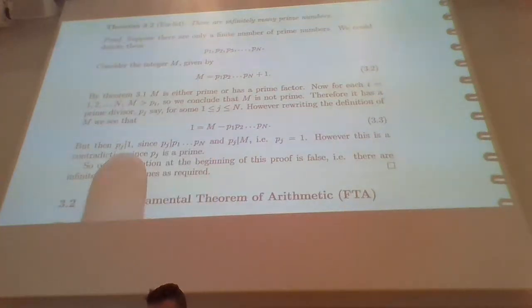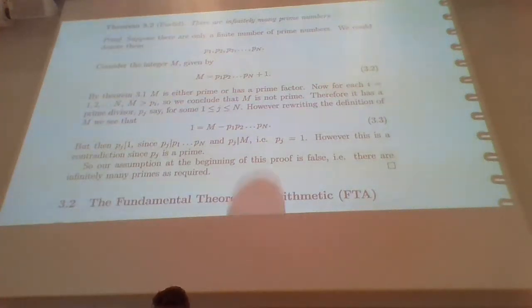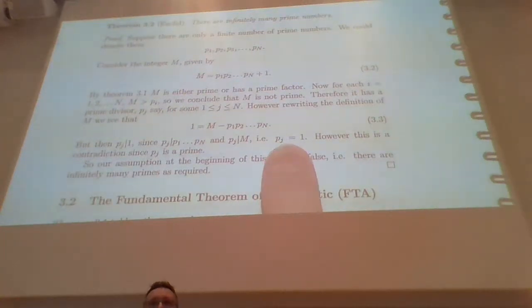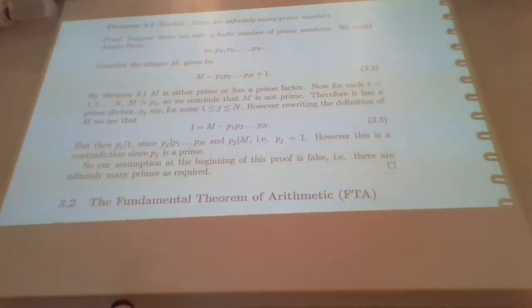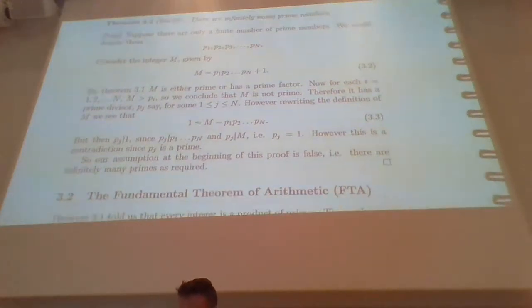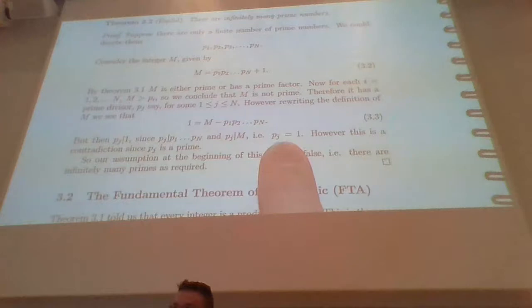So then we're in the situation where we've got a prime p_j dividing 1. And the only positive number that divides 1 is 1 itself. So we're forced to the conclusion that this prime is actually equal to 1. But that's a contradiction. It's nonsense. Primes were defined to be numbers bigger than 1, so you can't have a prime number dividing 1 equal to 1. So this is a contradictory conclusion.